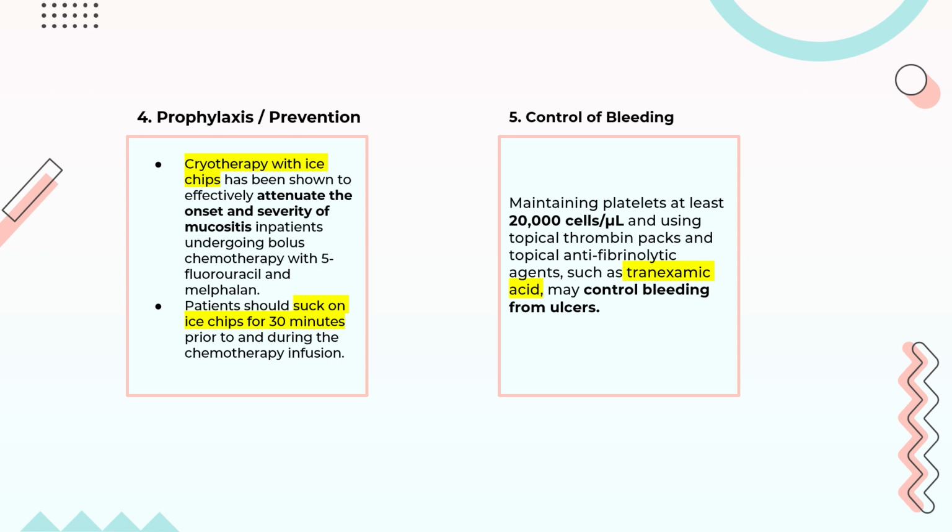Okay, so we're moving on to the fourth management for oral mucositis, which is prophylaxis and prevention. Cryotherapy with ice chips is one way of doing it and has been shown to effectively attenuate the onset and the severity of mucositis in patients undergoing chemotherapy with 5-fluorouracil and methylene. It was suggested for a patient to suck on ice chips for 30 minutes prior to and during the chemotherapy infusion. And the final management is to control the bleeding from the ulcers using topical thrombin packs and topical antifibrinolytic agents such as tranexamic acid in order to maintain the platelets at least at 20,000 cells per microliter.